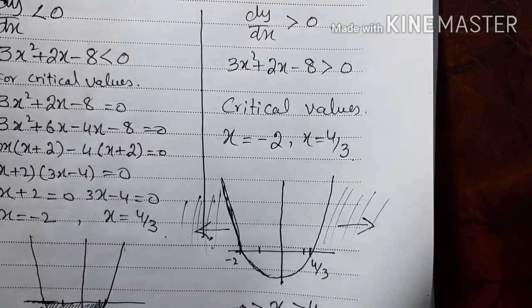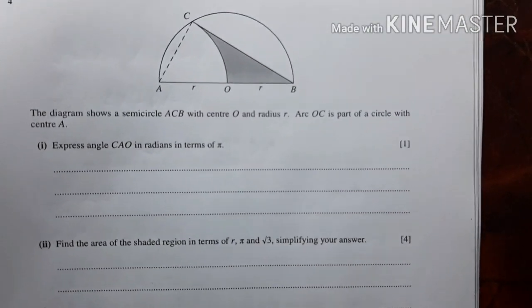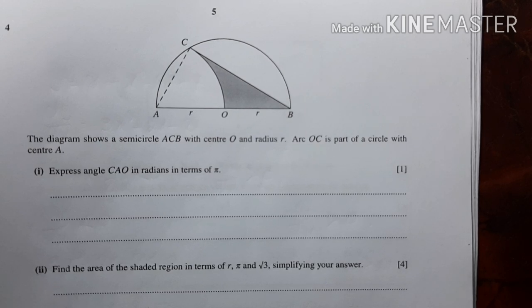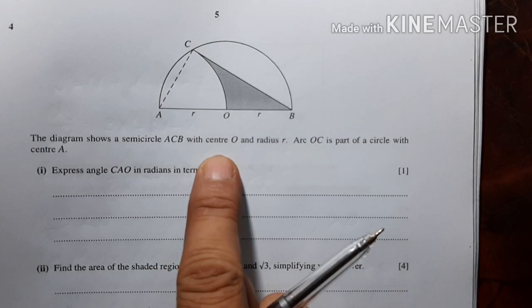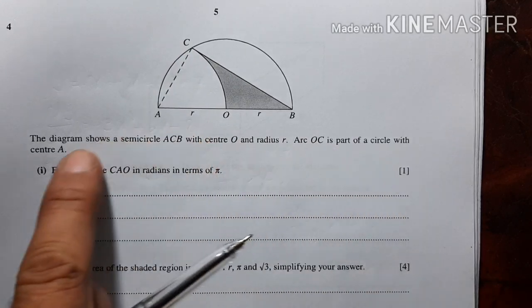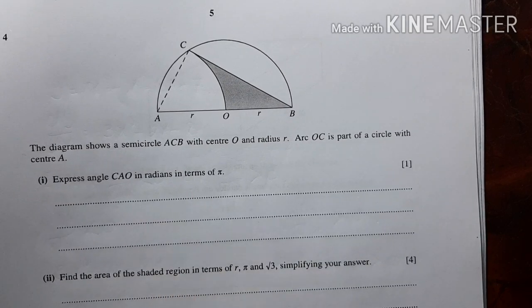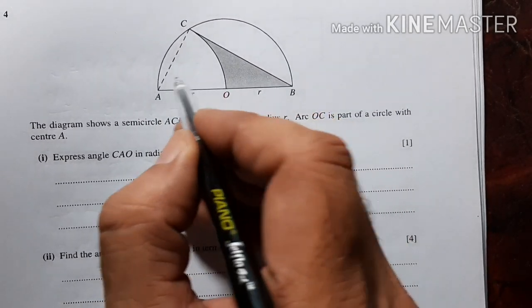This was question number 3. Now, question number 4. I can see a semicircle ACB with center O and radius R. Arc OC is a part of circle with center A. Express angle CAO in radians in terms of pi. I need to express this angle in radians.